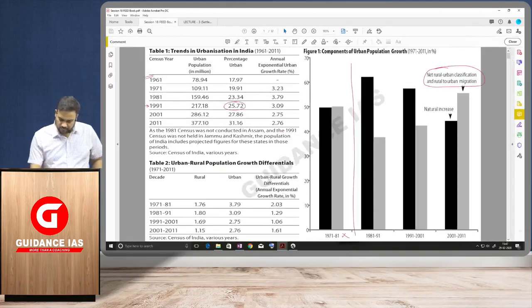1981-91 decade, can you see what was the share of natural increase and what was the share of this net rural urban classification and rural urban migration? So can you see natural increase is around 64% and the net rural urban classification and rural urban migration was, its share was around 36%. Okay? So this was the case of here in this was census कौन सा था ये 1991 census. Then come 2001 census. In 2001 census में natural increase component थोड़ा कम हुआ. It became somewhere 58.